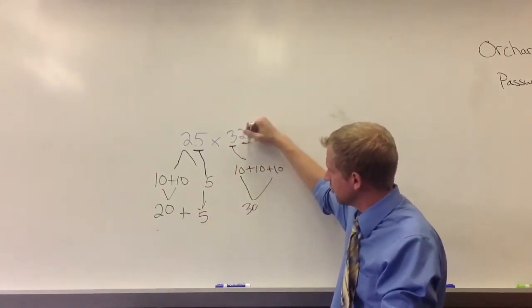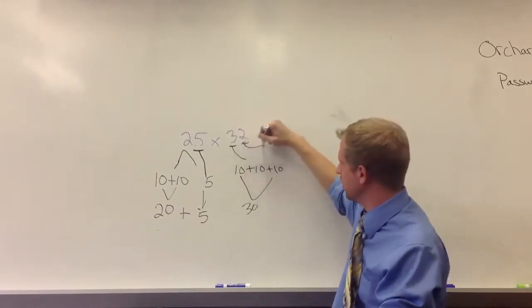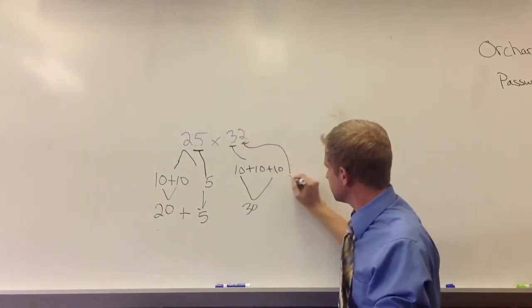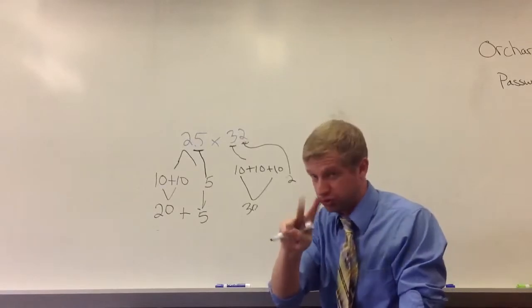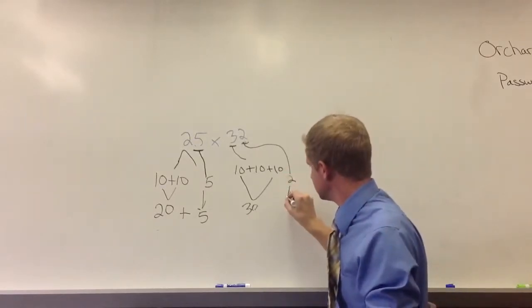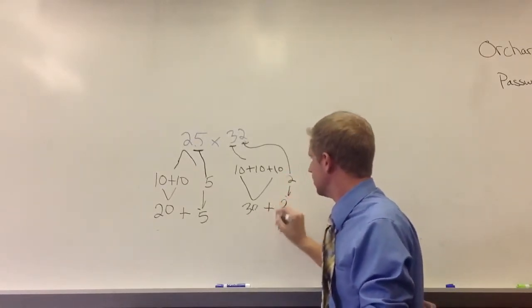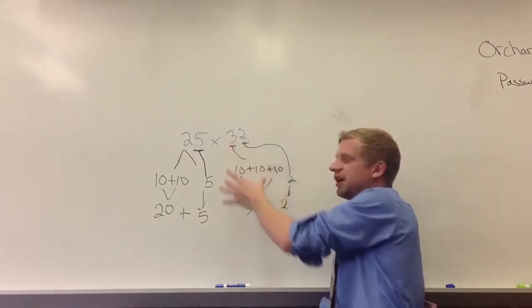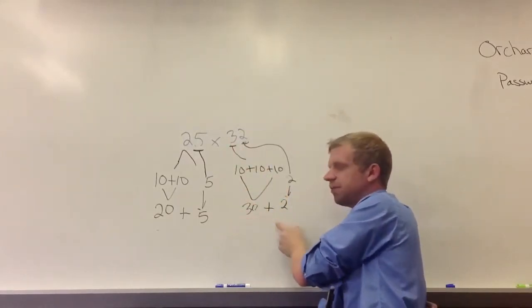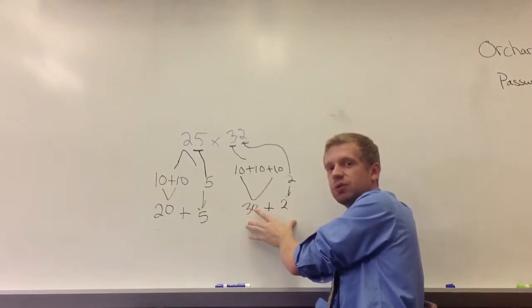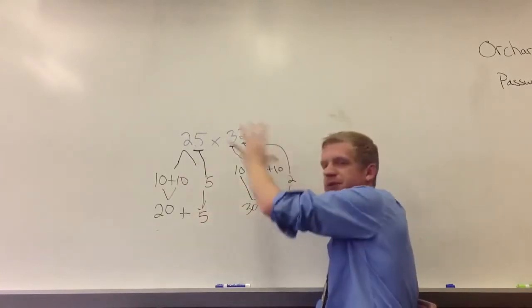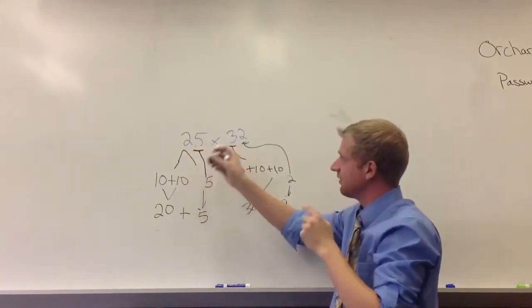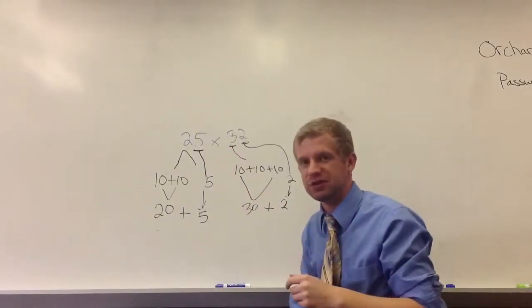Now we look at the 2. And the 2's in the what place value? The 1's. And it's telling us there's two groups of 1. So that stays 2. So breaking 32 down by its place value gives us 30 plus 2. That gives us 32. This is the first step in multiplying 25 times 32 using the place value method.